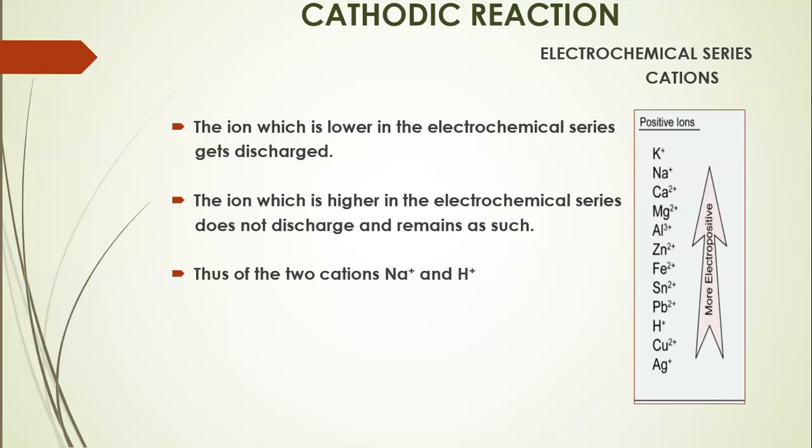Thus, of the two cations, sodium ions and hydrogen ions, hydrogen ion gets discharged as it is lower as compared to sodium. That is, the hydrogen ion takes up an electron, becomes hydrogen atom. And because the atomic state of hydrogen is not so stable, two such hydrogen atoms come together to form hydrogen molecule. Thus, hydrogen gas is liberated at the cathode because of the electrolysis of aqueous sodium chloride.